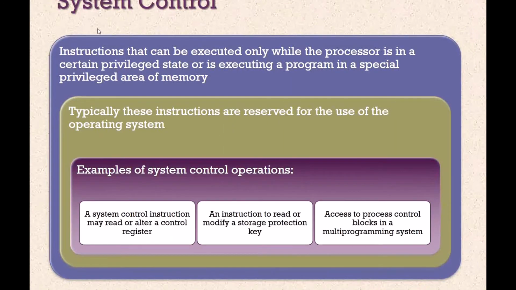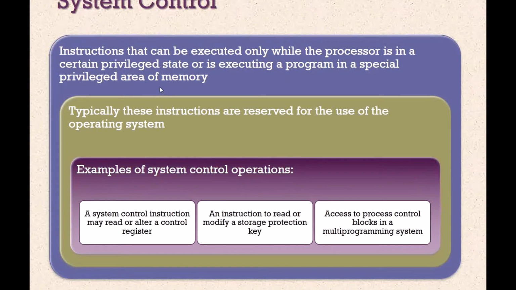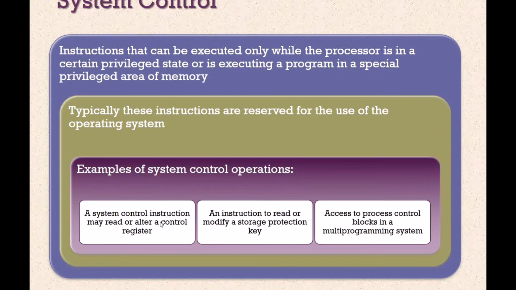In system controls, we see instructions that can be executed only while the processor is in a certain privileged state, or is executing a program in a special privileged area of memory. Typically, these instructions are reserved for the use of the operating system. For example, a system control instruction may read or alter a control register.